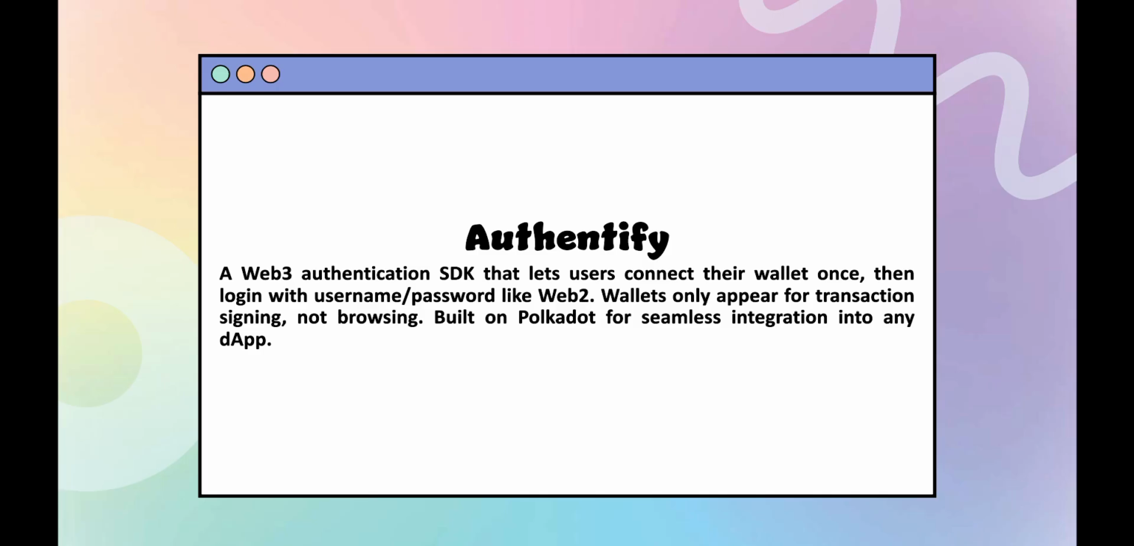Authentify is a Web3 authentication SDK, which is built on the Polkadot ecosystem. In Authentify, at the time of registration the user needs to connect their wallet, and after that enter their username, or an email ID is also possible, and after that type their password, and the user can also set their biometric details as their login key.